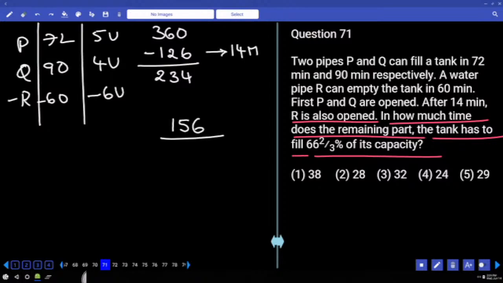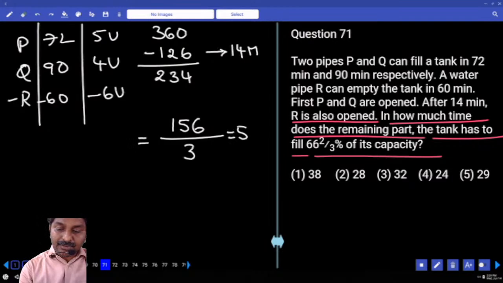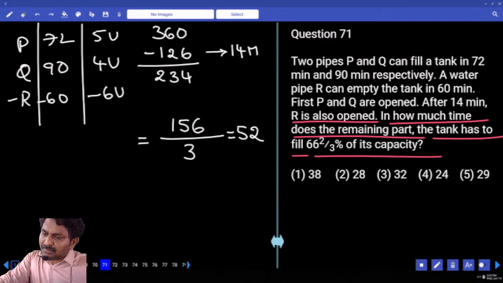All are open. P and Q do 9 units positive work. R does 6 units negative. All together 3 units, which is equal to 52 minutes. In how much time does the remaining part of the tank have to fill?